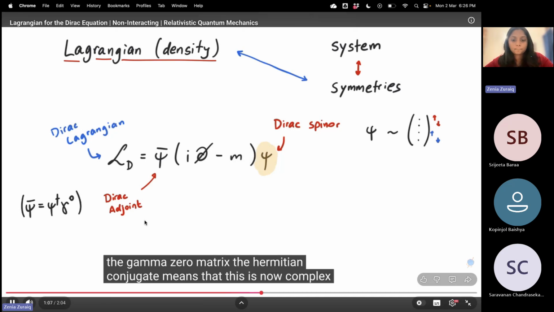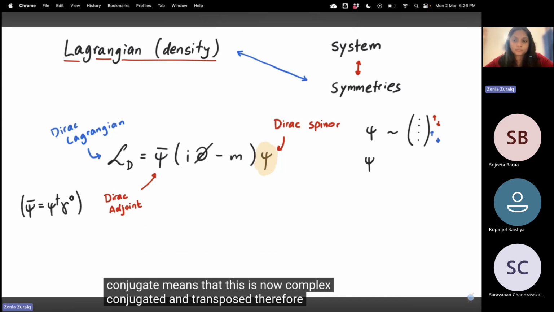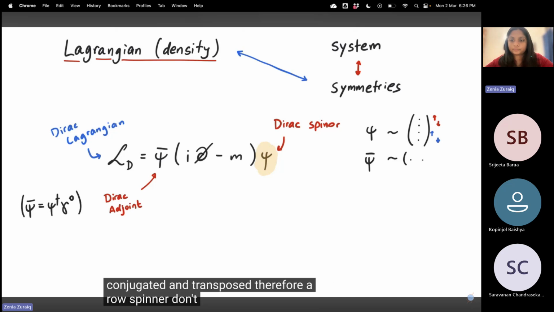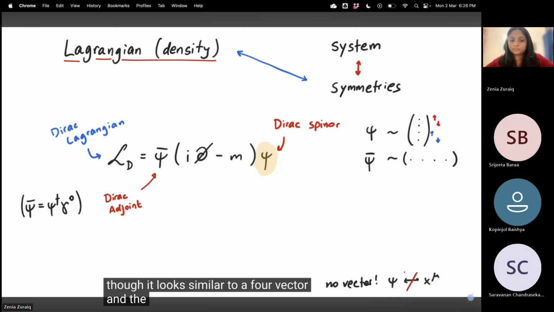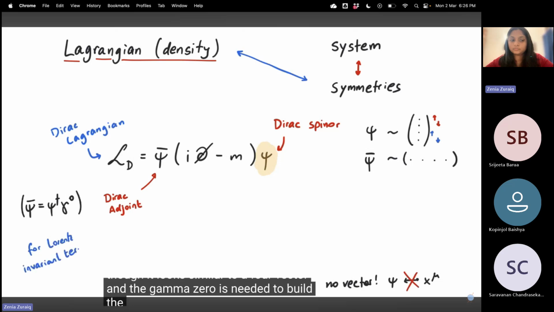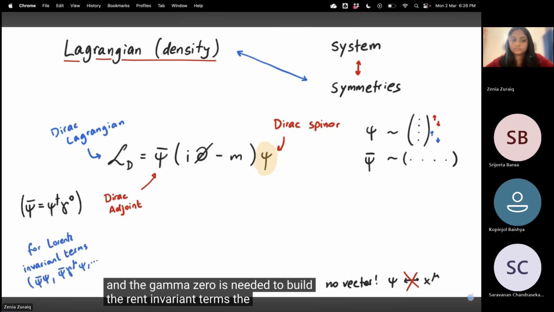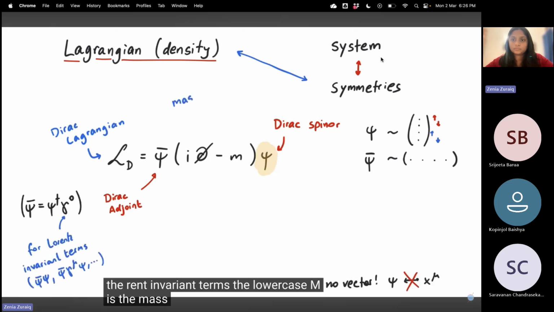This means that it is now complex conjugated and transposed, therefore a row spinor. Don't call it a vector, even though it looks similar to a 4-vector. The gamma 0 is needed to build Lorentz invariant terms. The lowercase m is the mass of the particle.